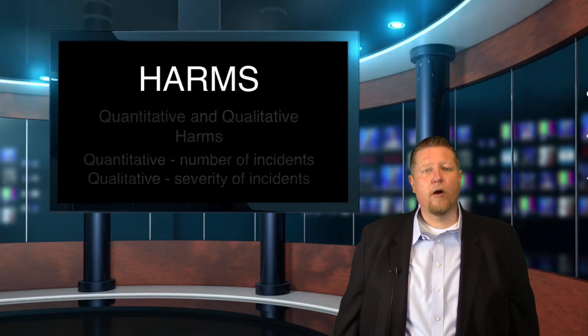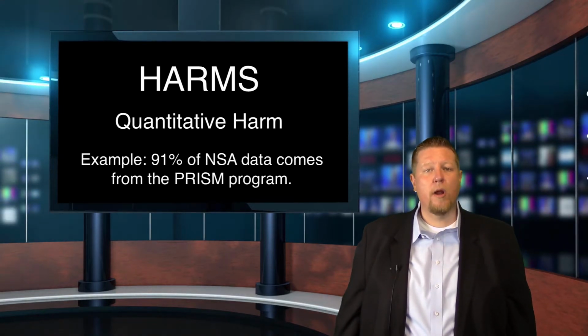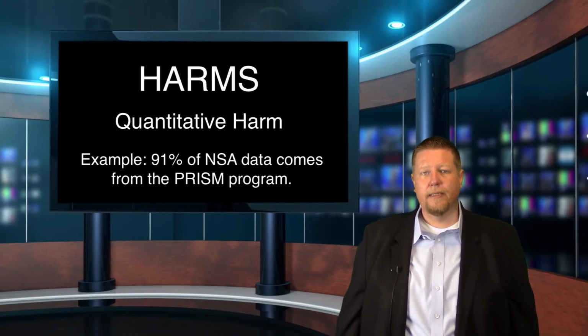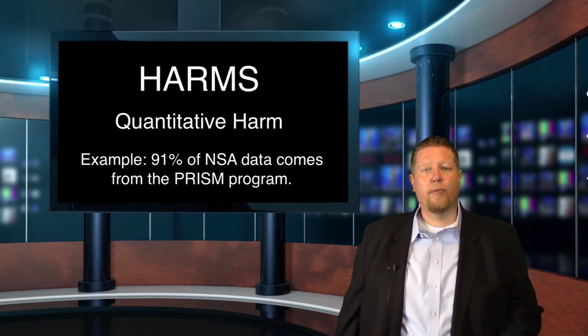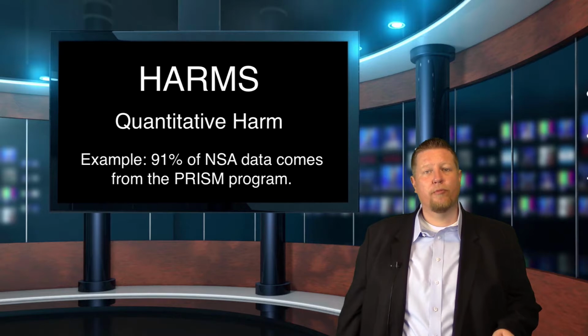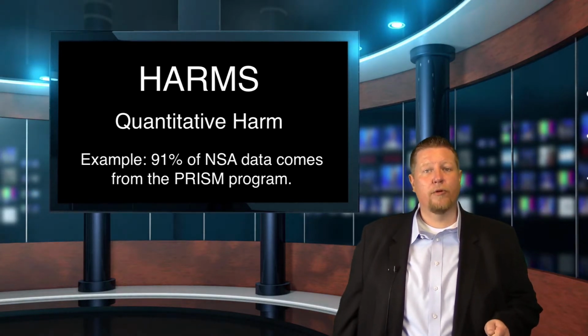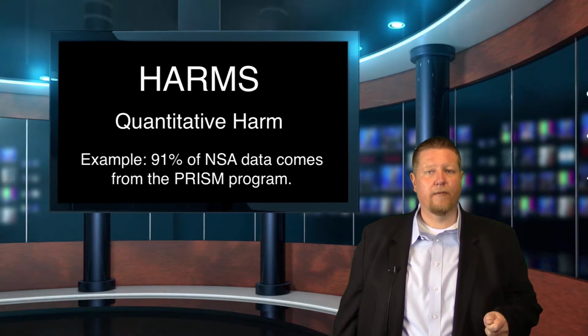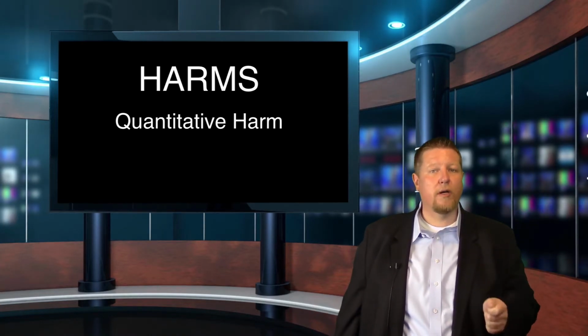A quantitative harm is one in which the frequency or number of times an undesirable effect happens is unnecessarily high. Using the surveillance example, 91% of NSA data comes from the PRISM software. That number, 91%, is a quantitative harm. So are the number of Americans who are harmed by the collecting of the software. These are all examples of quantitative harms.